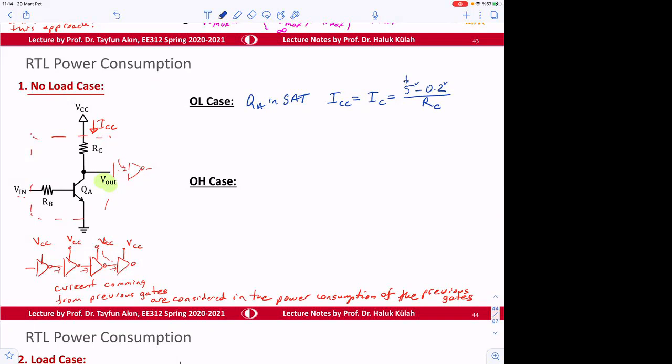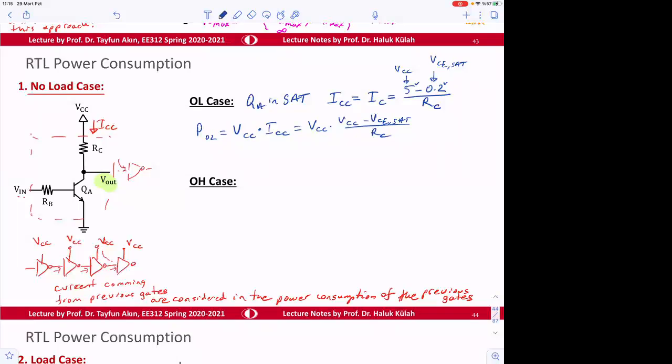So this is, of course, VCC. This value is V collector emitter SAT voltage. Okay. So what is the power dissipation? Power dissipation for output low case is going to be VCC times ICC, which is, you can rewrite this, going to be VCC times (VCC minus VCE SAT) divided by RC.